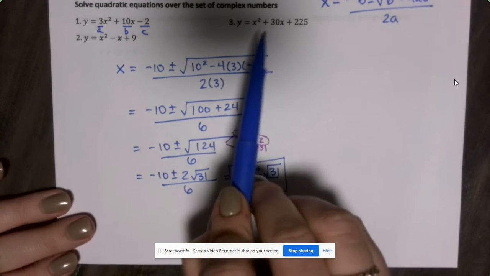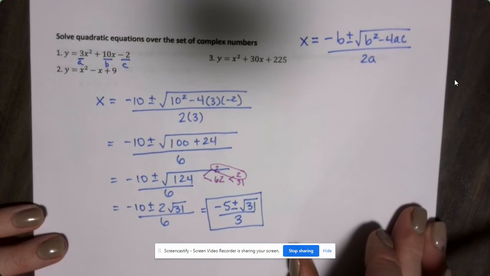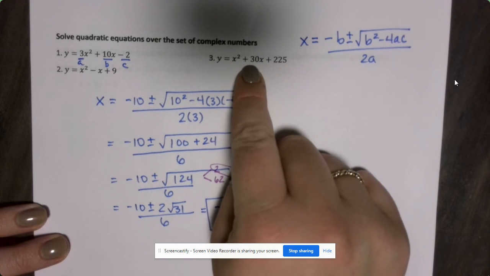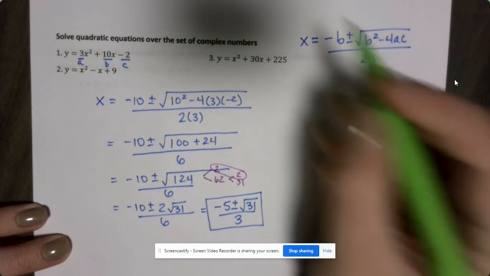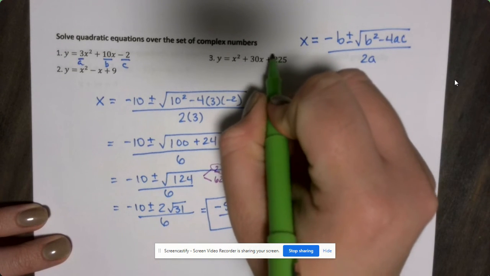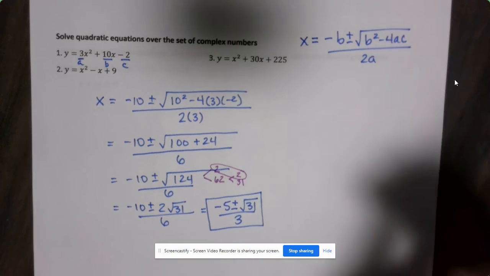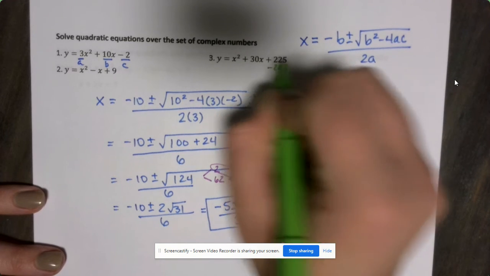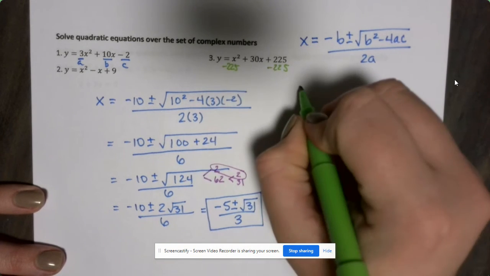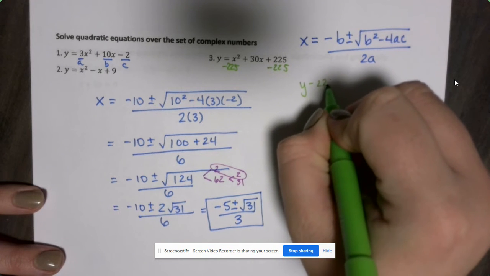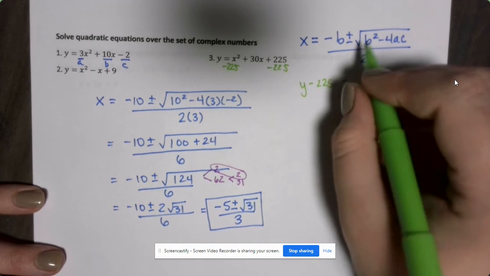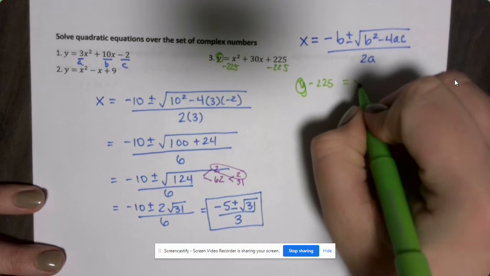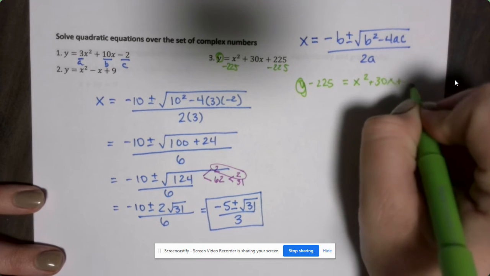Now, skipping over here to number 3, we can't factor this one either, and so what I would do is complete the square because 30 is an even number. Remember, completing the square means we're looking for this to be a perfect square here. So we're going to move this over to the other side by subtracting 225 from both sides. So you get 0, sorry, this is a 0 because we're solving it. That's a 0. x squared plus 30x plus blank.